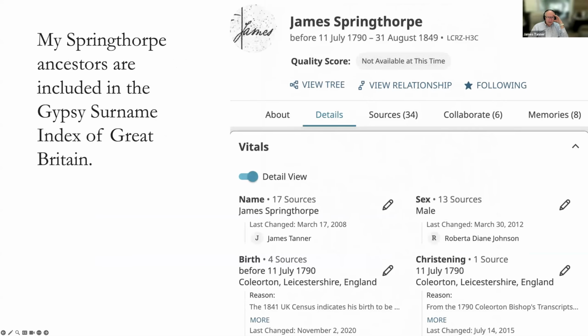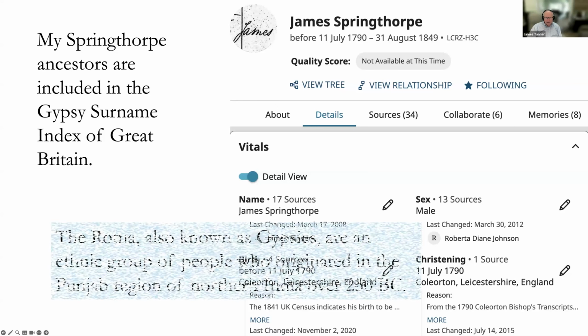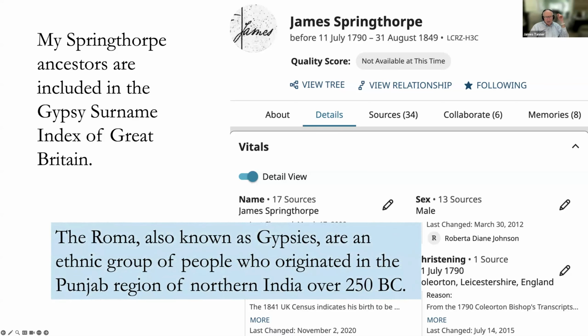And then the question is, what about the Middle Eastern one? Well, I have two ancestors. I have one ancestor line, and the two women who married one of my great grandfathers are included in the Gypsy Surname Index of Great Britain. And so basically, if we go to that, we learn a little bit about who those people are.